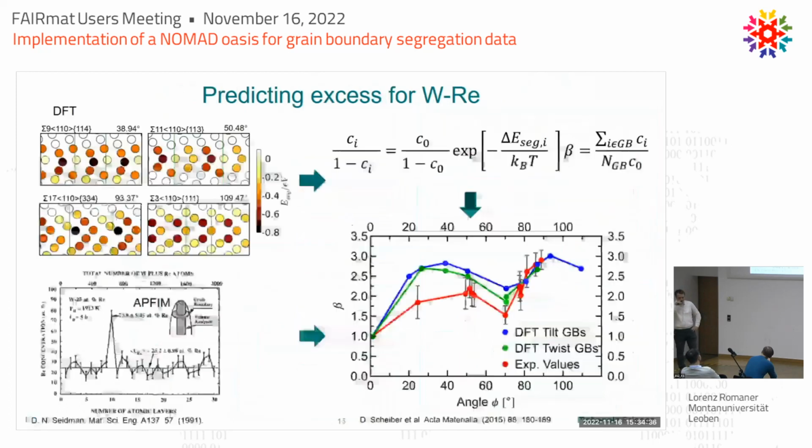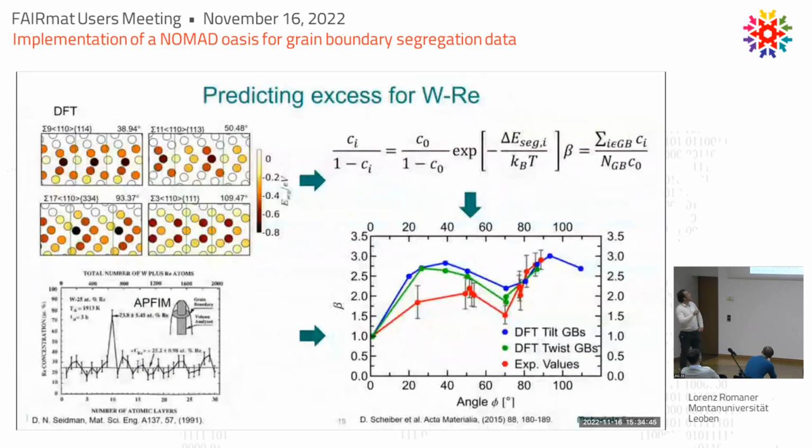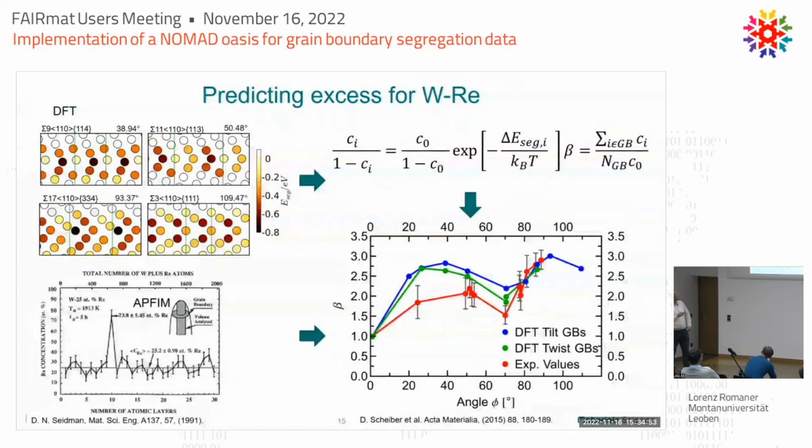And here I show an early example that we have done for rhenium in tungsten, where we have calculated a lot of segregation energies, which are shown here by colors. Dark is strong segregation, and white is 0. And we plug it into this equation here, which is a thermodynamic model that links our segregation energy to a concentration, which then gives us the excess, right? Which is calculated here. And the important thing is that we had some measurements in the literature here.